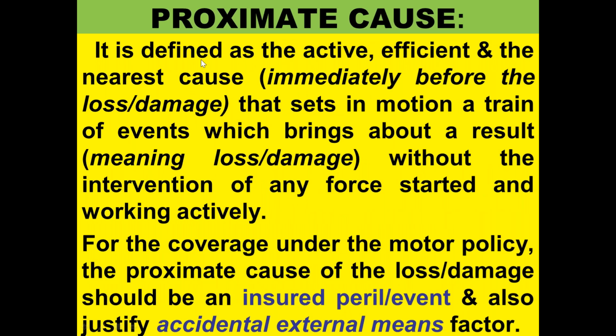It is defined as the active, efficient, and nearest cause immediately before the loss or damage that sets in motion a train of events which brings about a result, meaning loss or damage, without the intervention of any force started and working actively. For coverage under the motor policy, the proximate cause of loss or damage should be an insured event or peril and also justify the accidental external means factor.